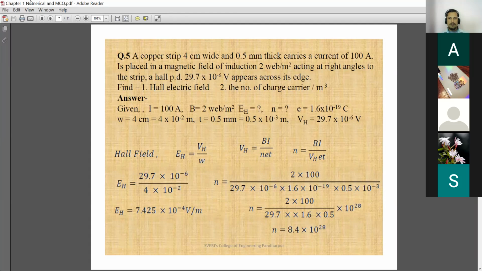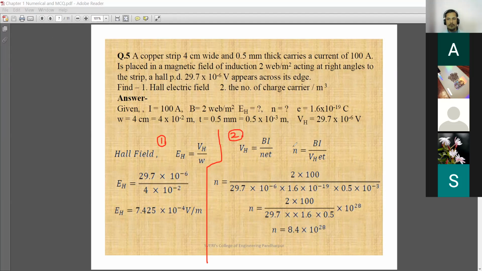Now in this case we have to calculate two terms, as we saw in one numerical earlier. So the first term is the Hall electric field, that is EH, and the second is the value of N, that is the concentration of electrons or the number of charge carriers in meter cube. So what is the value of EH? EH is nothing but VH upon W.